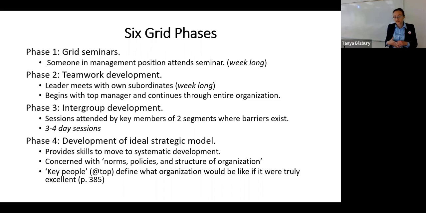Phase 4 refers to the development of an ideal strategic model. So you're kind of designing the system after all this. And they say that it's concerned with norms, policies, and structure of the organization. Well, I don't see the technical subsystem in there, but it's everything else. And the text says that the key people at the top define what the organization would be like if it were truly excellent. So I'm feeling a little confused because are the people on the top making all the decisions? Are we trying to be participative? What's going on?